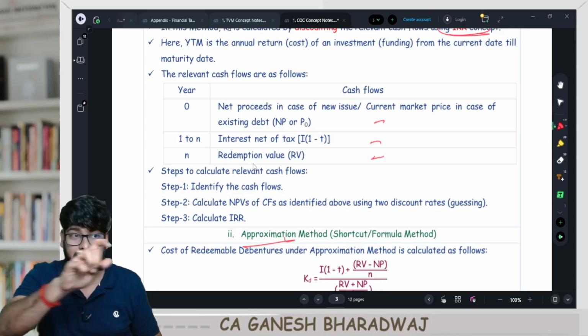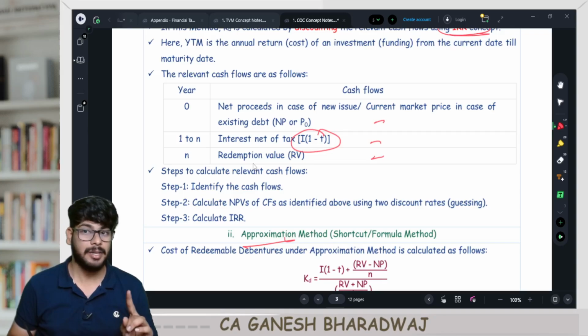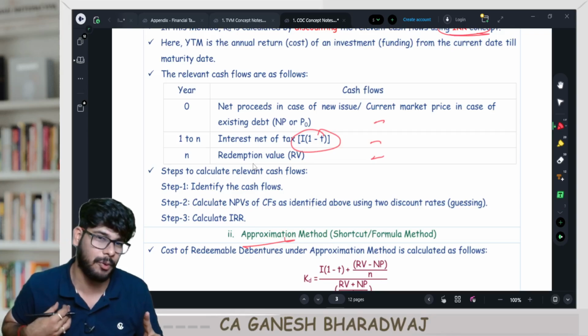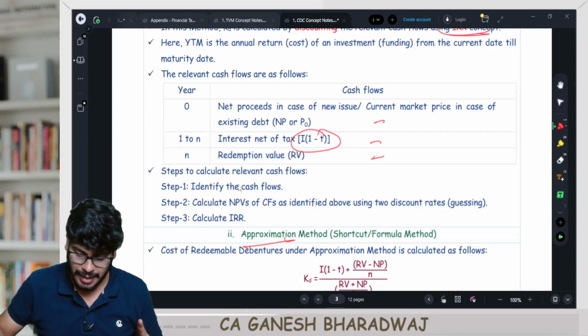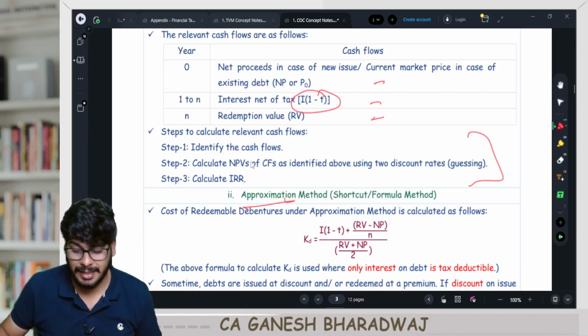But remember, every year what cash flow do you need to consider? I into 1 minus T. It's not just interest, it is interest adjusted for tax rate, because that's my net cash outflow. Are you able to understand this? Right? And then I've just given you this. Clear, guys? Clear?